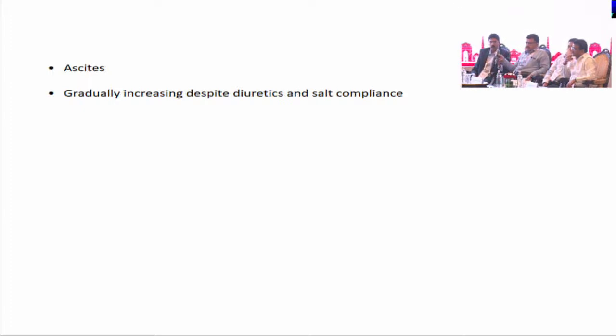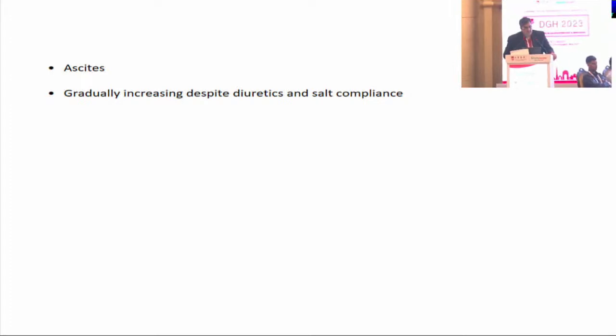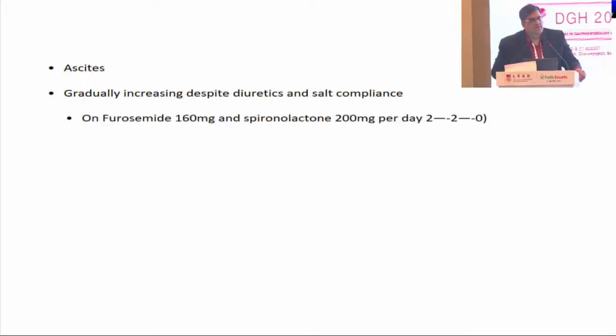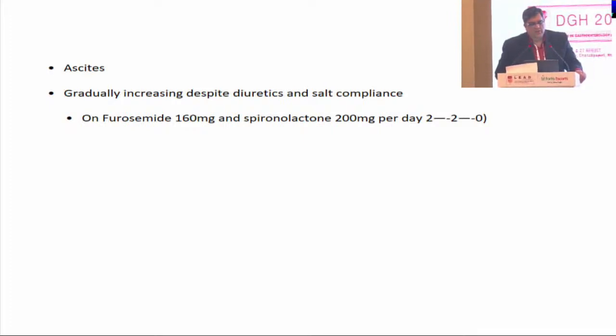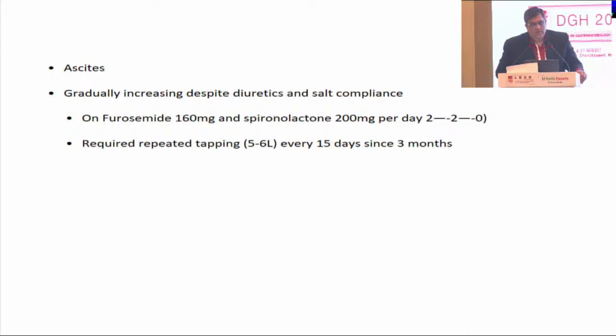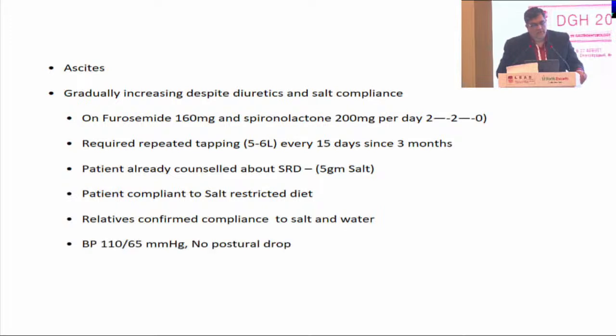Perfect. Now, on subsequent follow-up, this patient has further increase in ascites despite diuretics and compliance. We have reached a diuretic dose of furosemide 160 milligrams and spironolactone 200 milligrams. It has required repeated tapping every 15 days for the last 3 months. Patient is already counseled about the salt-restricted diet and is compliant; relatives have confirmed compliance to salt and water. The blood pressure is 110/65. There is no postural drop. Creatinine is 1.1, sodium is 129, and potassium is 3.9.